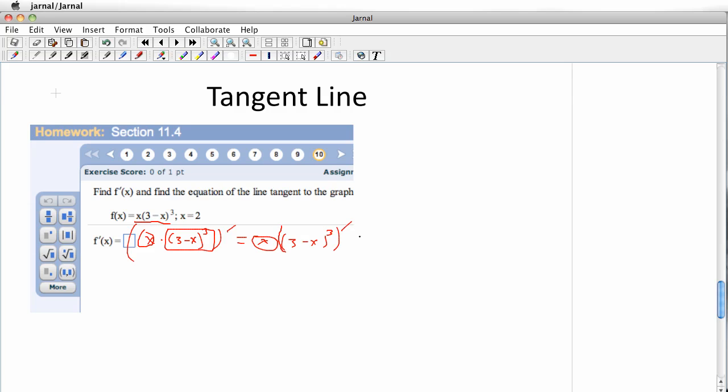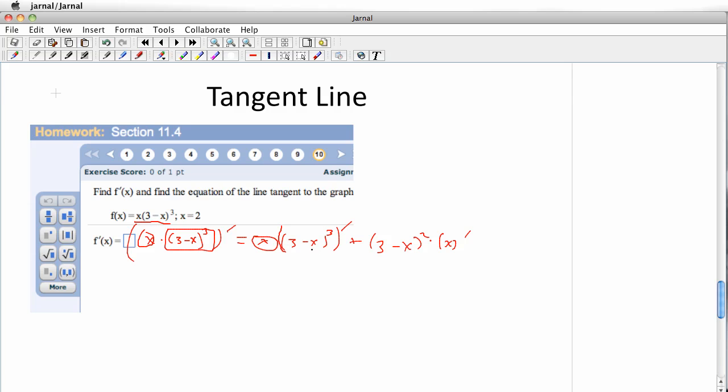And again, I'm not going to do it. I'm just going to write down what I'm doing. Plus the second thing times the derivative of the first. Now in this case, thankfully, the derivative of the first here is just 1. Derivative of x is 1. So this part's no problem.